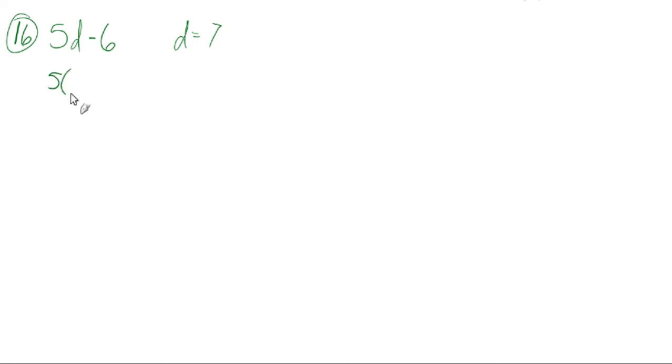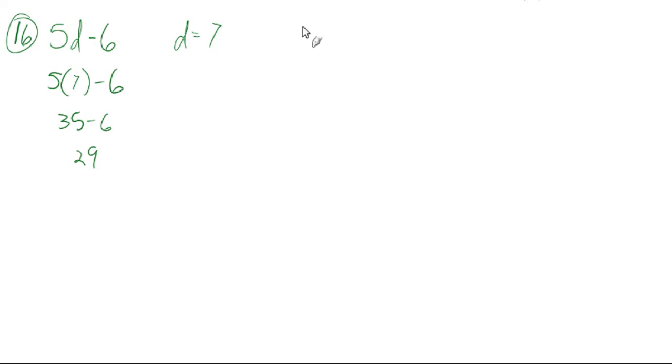So 5 times 7 minus 6. 5 times 7 is 35, minus 6. 35 minus 6 is, I want to make sure that I don't mess this up, 29. So this expression evaluated at d equals 7 is 29. There you go.